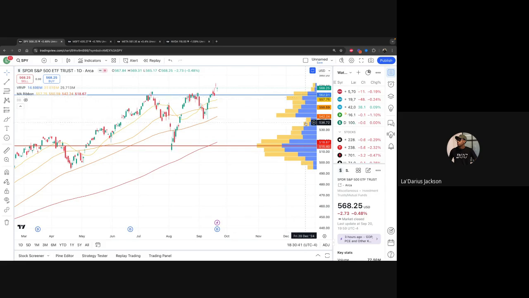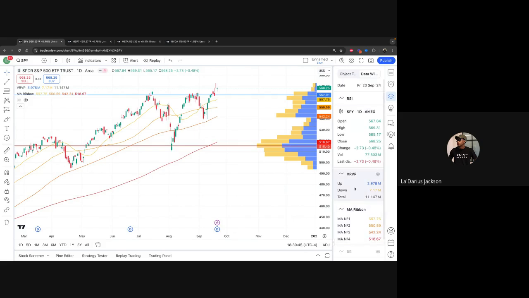So the VRVP stands for the visible range volume profile. So let's break that down. The visible range is just what's visible on the screen. So the visible range of the VRVP is pretty much just saying from the most visible candle. So let's just take this candle.